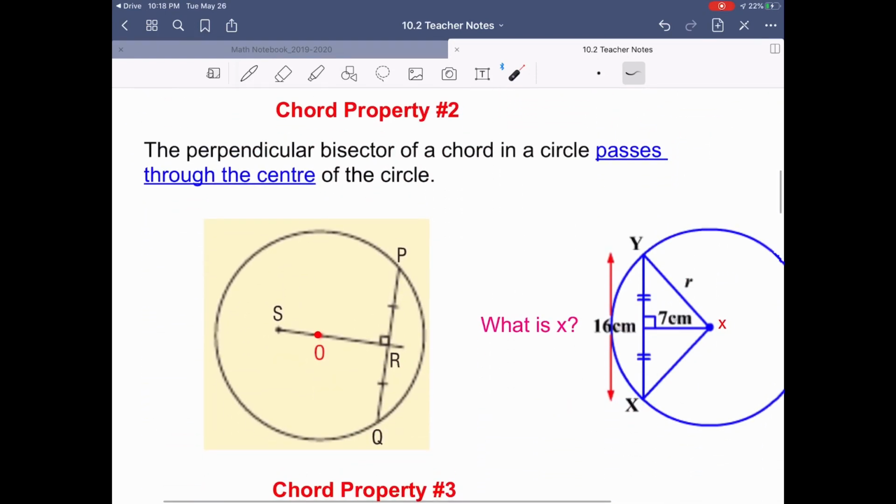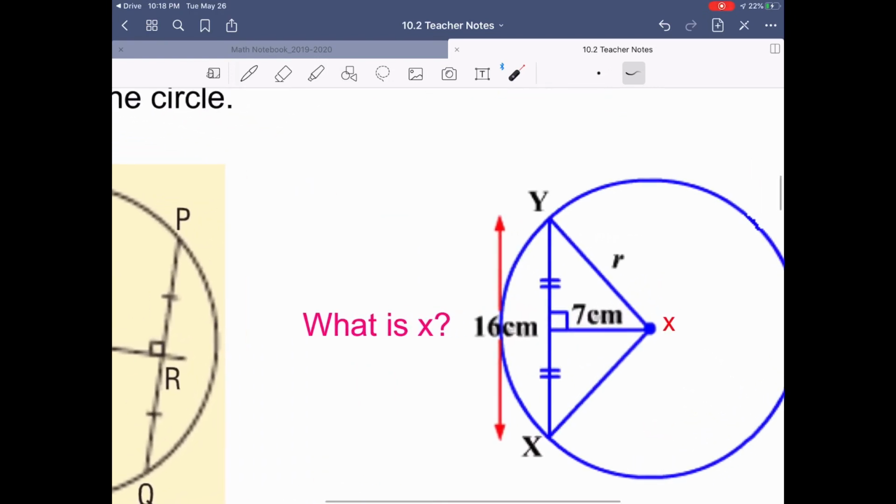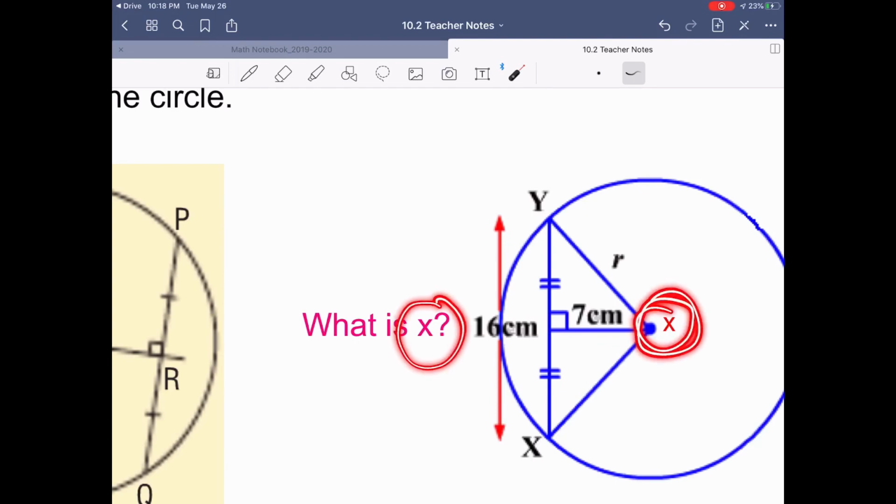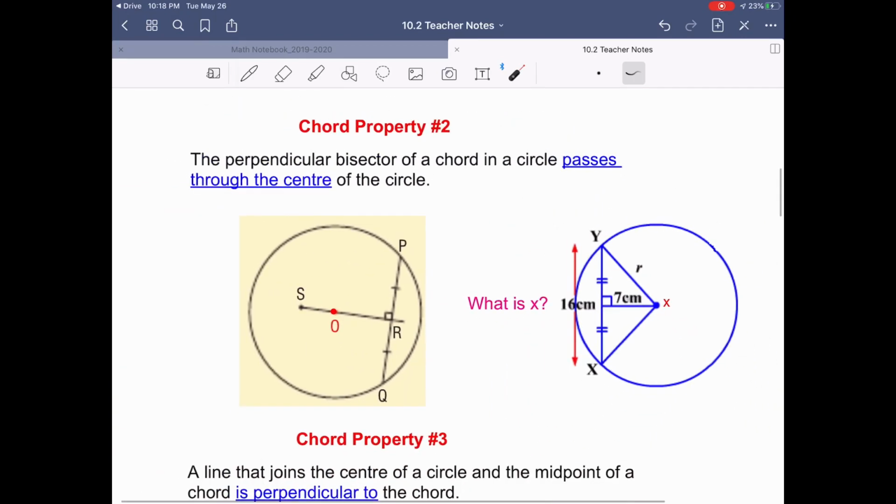Chord property number 2 states that the perpendicular bisector of a chord in a circle passes through the center. It's the same thing: if you have a line that cuts a chord in half, it will eventually pass through the center of the circle. So chord property 1 and 2 are the same thing. For example here, when you have this chord and a perpendicular bisector that cuts it directly in half, you know it's going to go through the center. So what is x? X is the center of the circle. That's chord property 2.